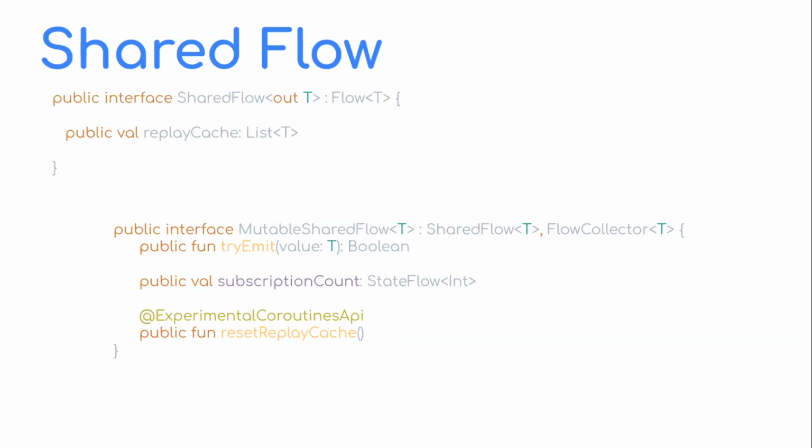It has a replay cache, which, as I've said, is the number of items that we want any new collector to receive. Mutable shared flow has three operators, although one of them is still experimental. tryEmit is used to send data into our shared flow. Subscription count, which is a state flow, gives us the number of subscribers who are observing our data.